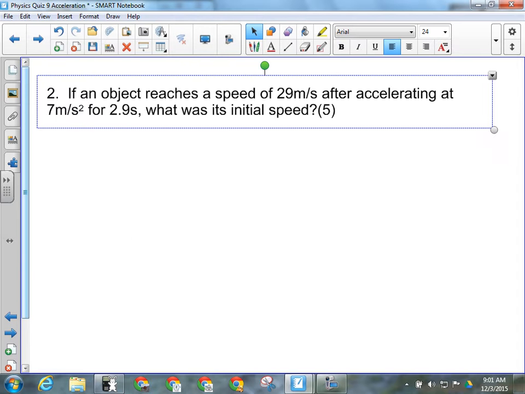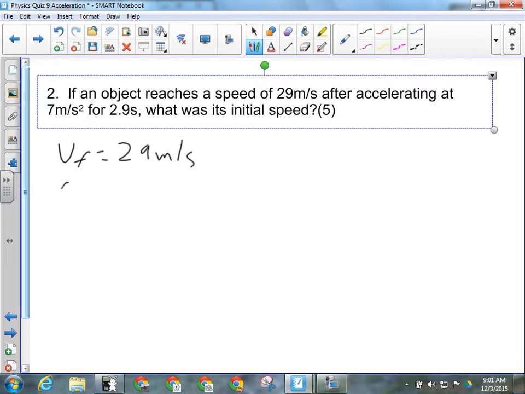So we have an object that reaches a speed of 29 meters per second. Is that the initial or final? Final. After accelerating at 7 meters per second squared for 2.9 seconds, how fast was it going initially? So we're looking for its initial speed. This time it says speed. Do I really care about directions too much here? Other than acceleration, which would be important to know, but it's positive. It doesn't outright say negative.